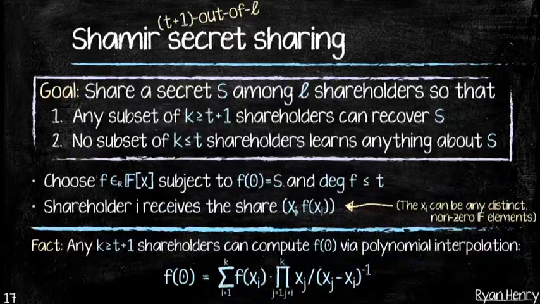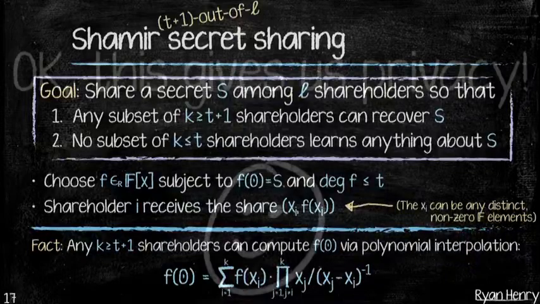And this explains why we need a finite field, because we need to be able to compute that inverse there. So that's basically the only reason we need a field.